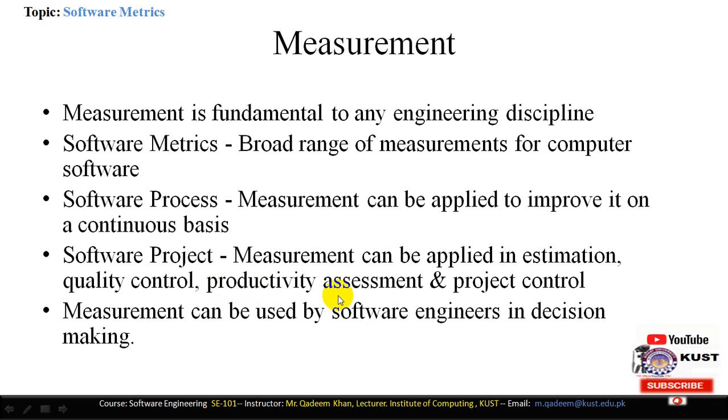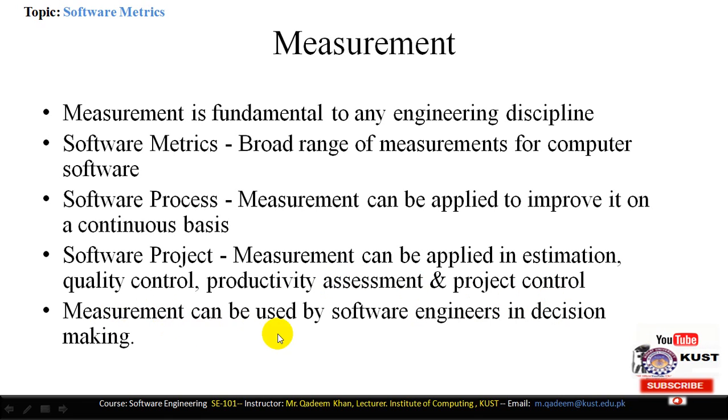Productivity assessment means how productive the programmer is in terms of days or weeks. So how many lines of code are written by the programmer for a particular project. So this is the productivity assessment. And the project control, overall we control the projects using scheduling and price controlling. Also we can control the budget of the project.